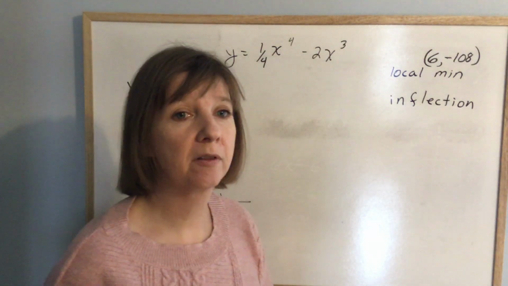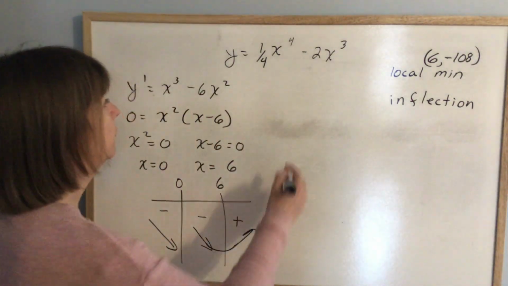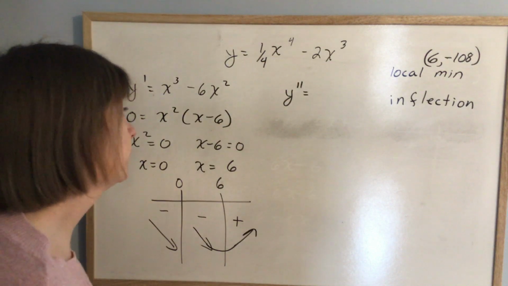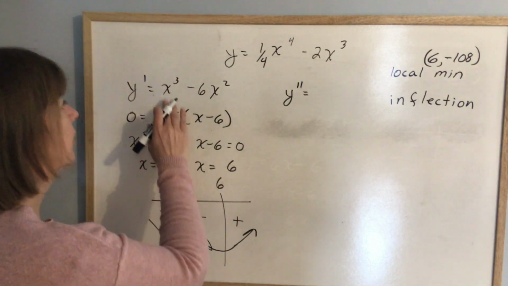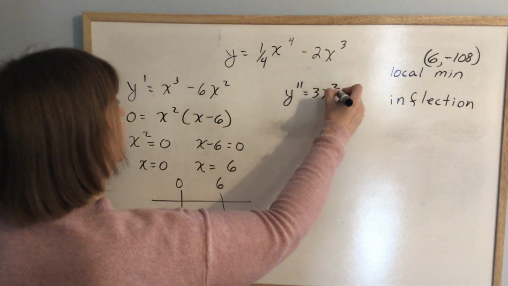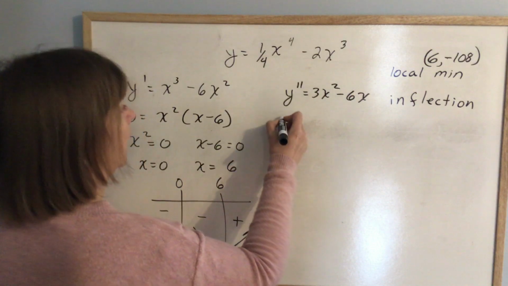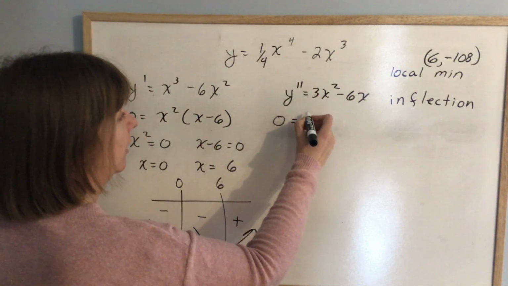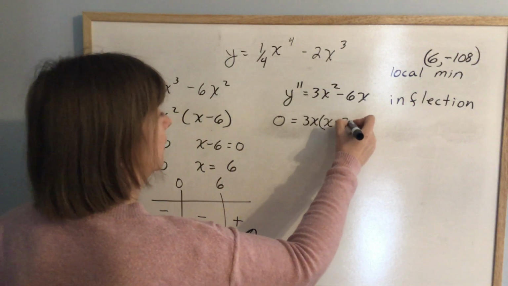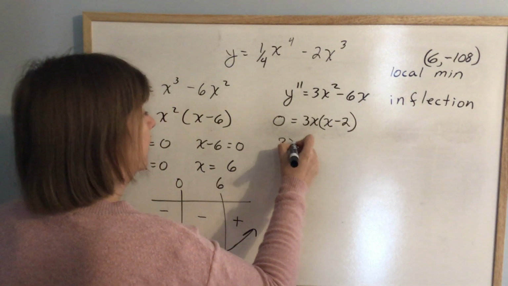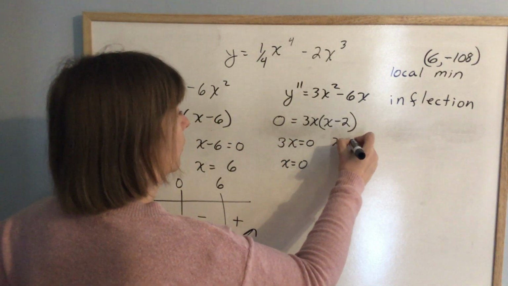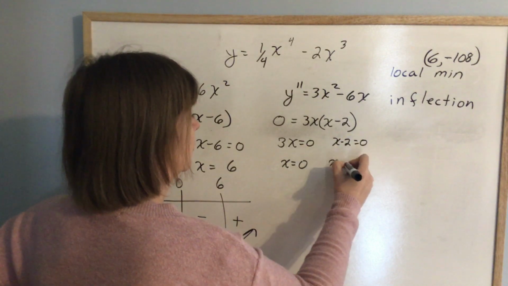Now I need to talk about points of inflection. Points of inflection mean I have to do the second derivative. Second derivative means I'm going to take the derivative of the derivative. So this is going to be 3x squared minus 6x. I'm going to make it equal to 0, and I would take 3x out as a common factor, so that would leave me with x minus 2. So either 3x is equal to 0, which means x is 0, or x minus 2 is equal to 0, which means x is 2.